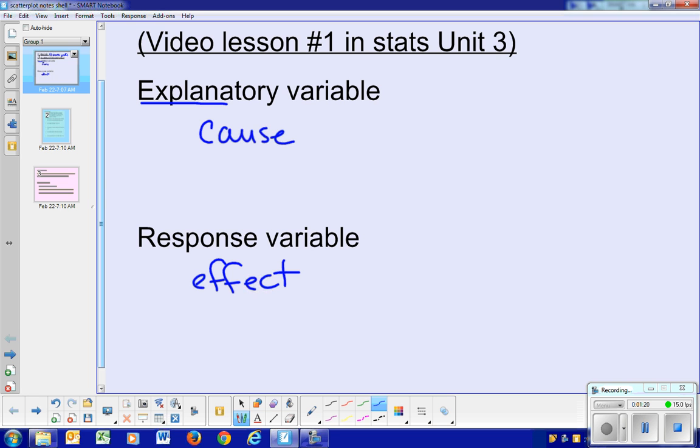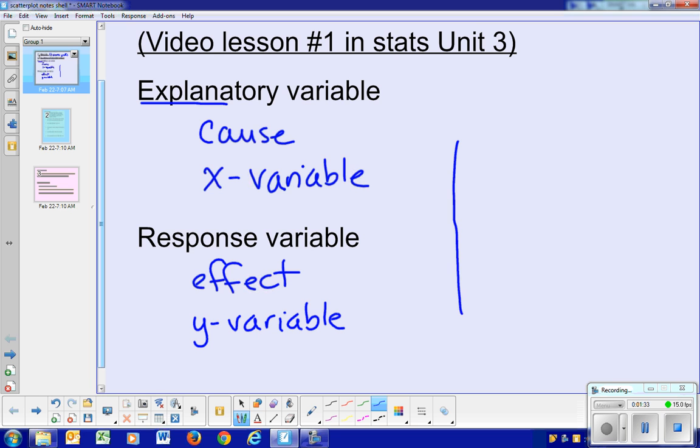If there is a cause and effect relationship, this variable, the cause, is the x variable, whereas this guy is the y variable. So if we were graphing on the coordinate plane, this would be where the cause would go, and this is where the effect would go, if there is a cause and effect. And those two variables, again, are also referred to as the explanatory and the response variable.